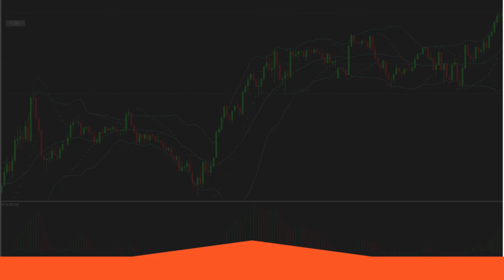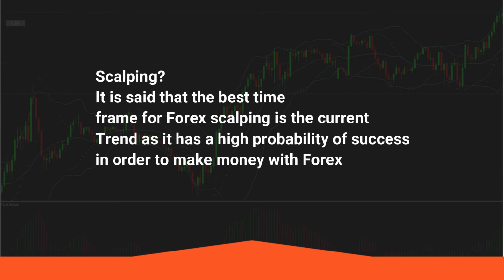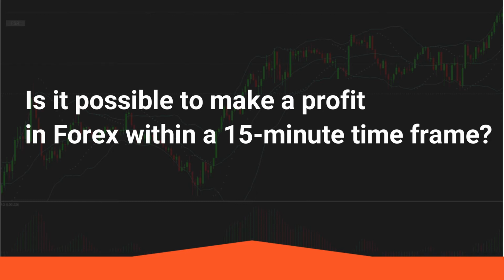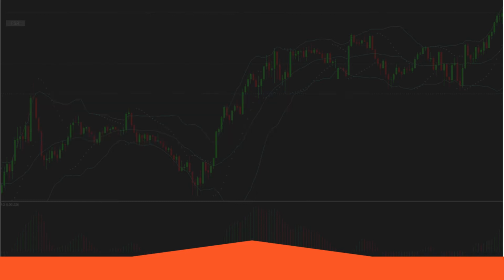What time frame is good for Forex scalping? It is said that the best time frame for Forex scalping is the current trend, as it has a high probability of success. In order to make money with Forex in 15 minutes, one must have some knowledge about the markets. Is it possible to make a profit in Forex within a 15-minute time frame? If you have a reliable Forex strategy, you could potentially make a profit in a 15-minute time frame. Depending on what your strategy is, your strategy may or may not be profitable.